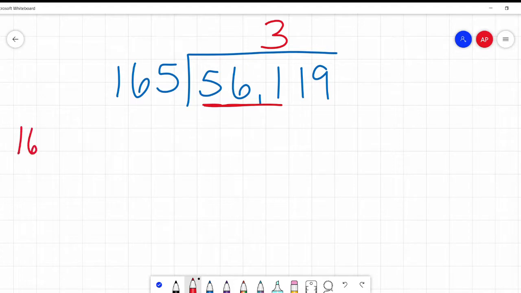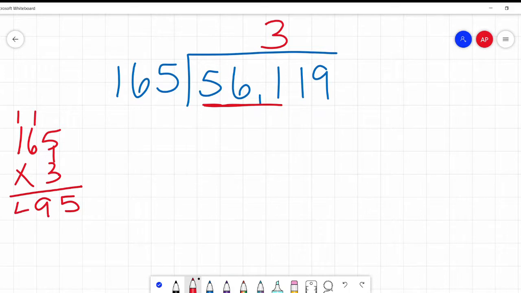If I multiply it off here to the side, 165 times 3. 3 times 5 is 15. Carry the 1. 6 times 3 is 18. Plus 1 is 19. 9. Carry the 1. 3 times 1 is 3. Plus 1 is 4. Okay?